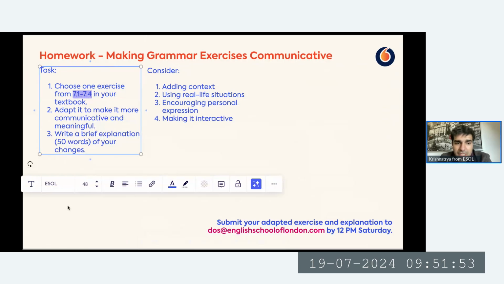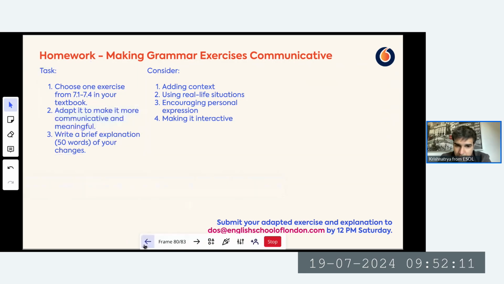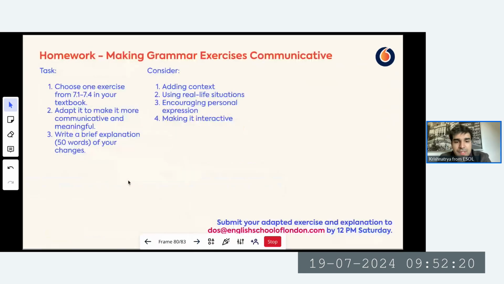So when you get the PDF, there are going to be exercises 7.1 and 7.4. You have to select any one exercise and tell me how you will adapt it to make it more communicative and meaningful. You have to keep these 5 things in mind: context, form and meaning, concise, visuals, and L1. And you have to write a brief explanation of how you would do that. Try to keep context, real life situations, encouraging personal expression, and making it interactive in mind.